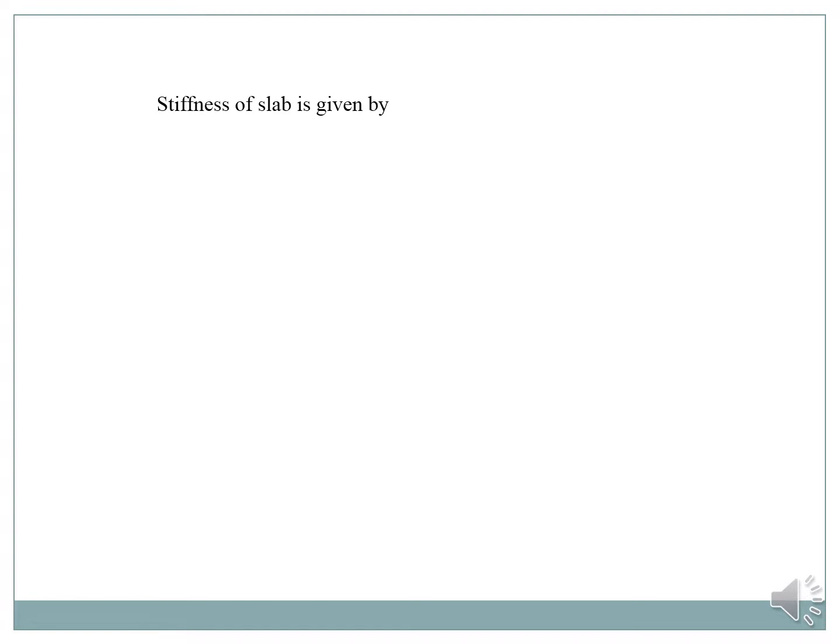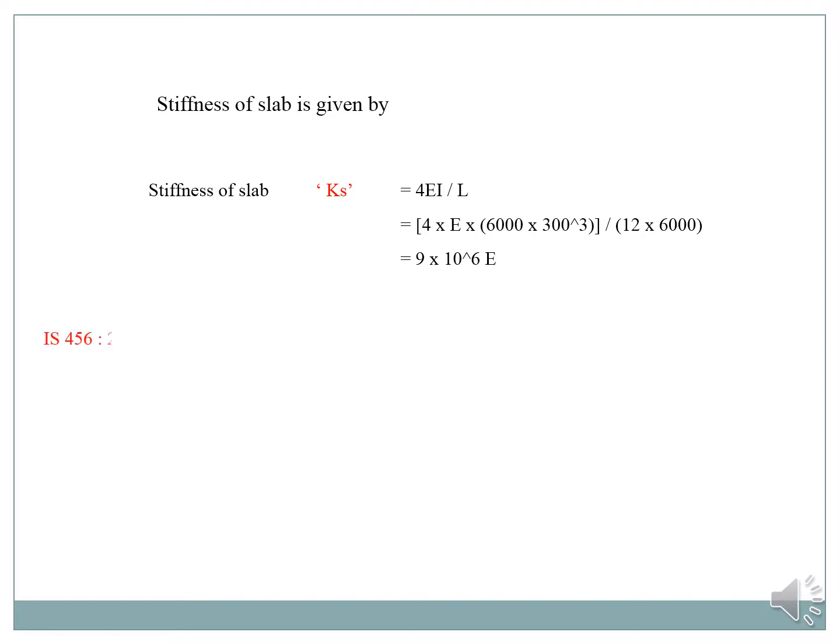Then the stiffness of the slab Ks is equal to 4EI by L. So 4 is a constant, E is a constant. Next, I is equal to B d cube by 12. B is 6 meters, so 6000 mm is the panel size. 300 mm is the depth. So B d cube divided by 12 into 6000 is the panel size, so I is equal to 9 into 10 power 6 into E.